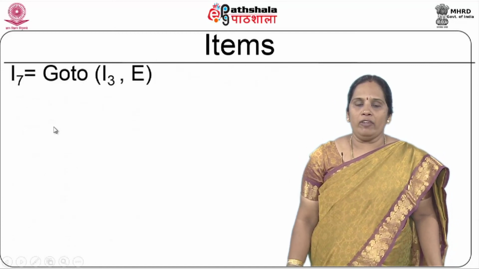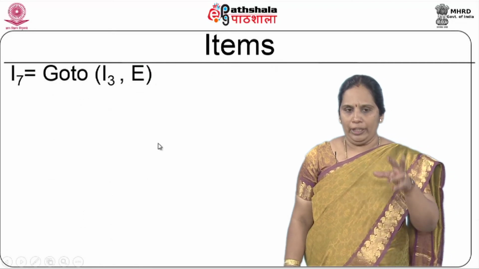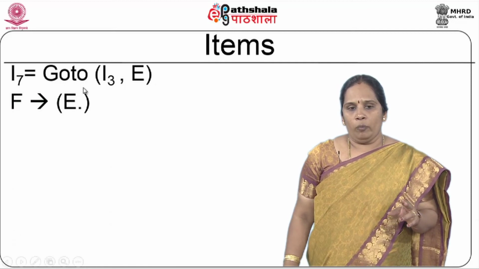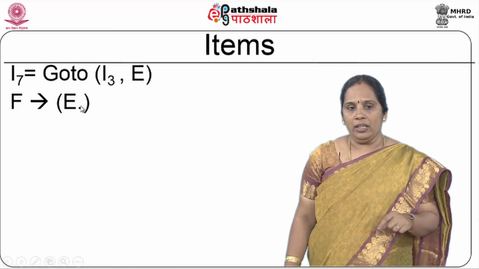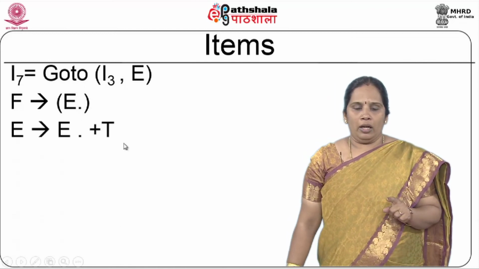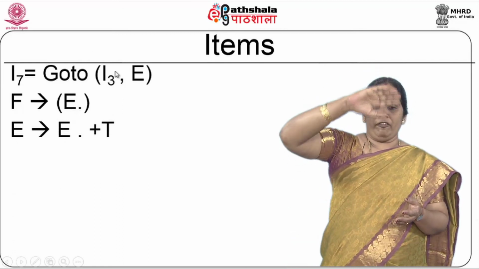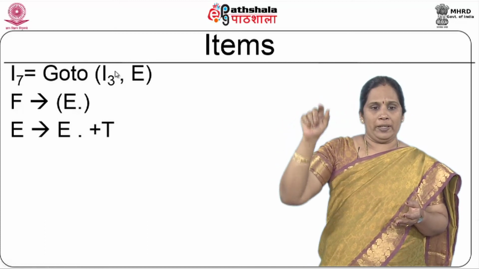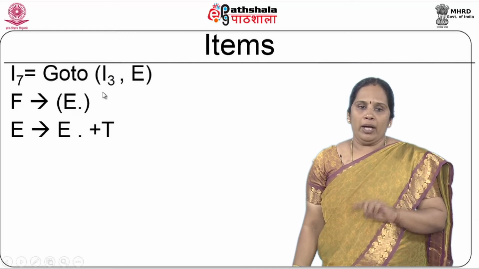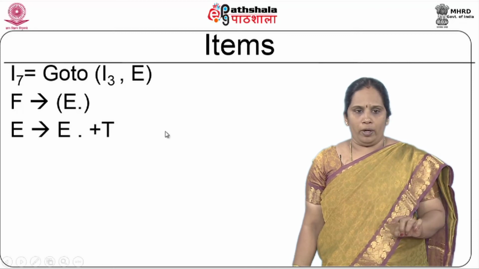Now, I7 will be go to of I3 comma E. I have left I2, actually, I will come back to that. I3 comma E is nothing but shifting the dot one position after the E. I have a close parenthesis here, so it is over. And I have two productions in I3. I3 is a big set, remember. So, F produces open parenthesis dot E close parenthesis, I have a big set. These two will qualify for I3 comma E. So, I have shifted the dot by one position. This is a terminal, this is a terminal, so there is no problem.